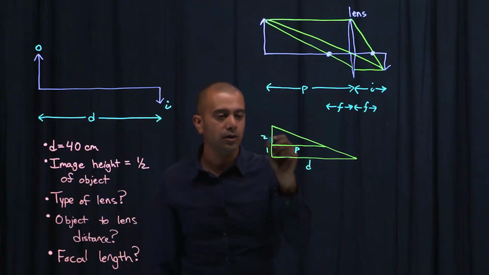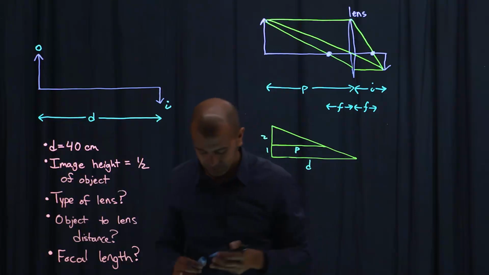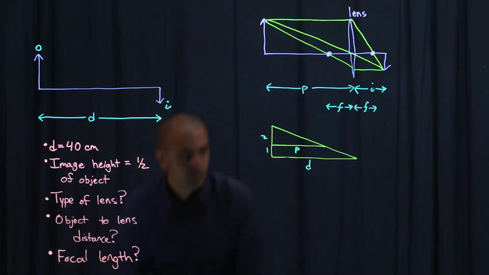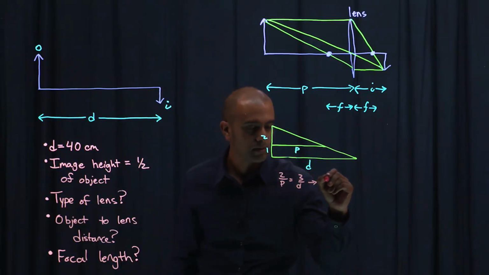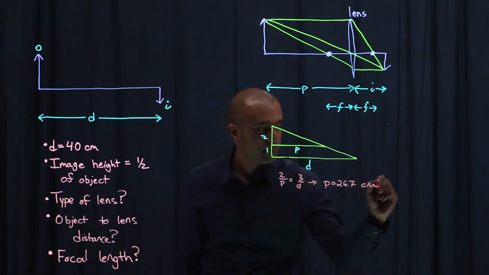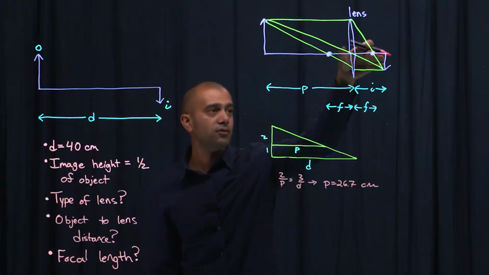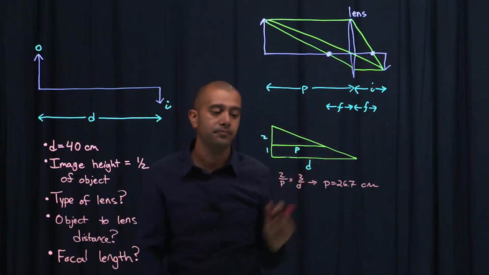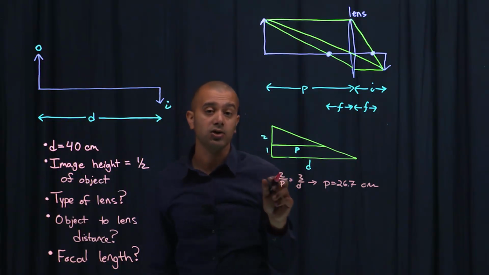Now, just using similarity, I know that 2 over P must equal 3 over D. Since we know that D is 40, cross-multiplying tells us that P is 26.7 centimeters. And you can verify real quick, this is exactly 2/3 of the full distance, which makes sense with our picture. Finally, we can verify this with the magnification formula.